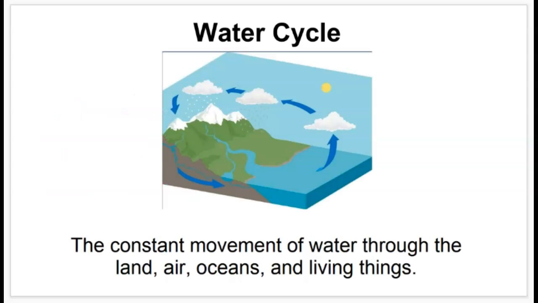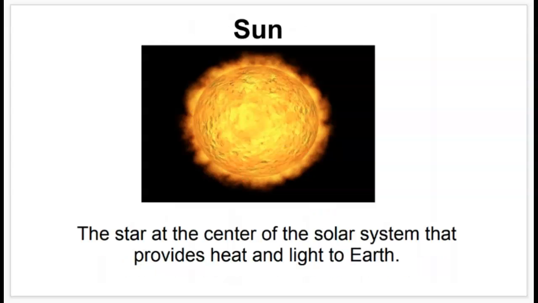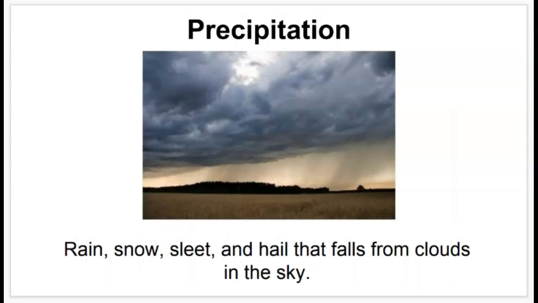Water cycle is the constant movement of water through the land, air, oceans, and living things. The sun is the star at the center of the solar system that provides heat and light to Earth. The sun is what makes the water cycle go. Without the sun, we don't have the water cycle in anywhere near the same way. There may be something similar to it, but the sun is the biggest reason that we have the water cycle we do today.